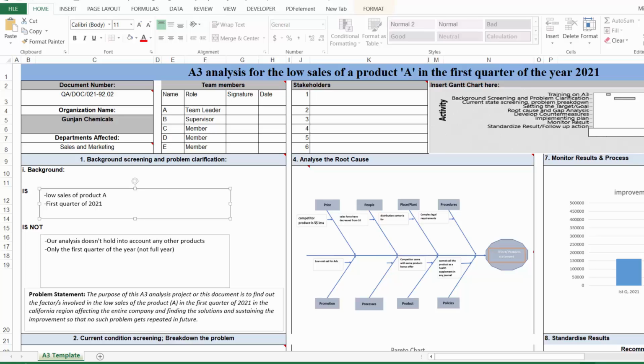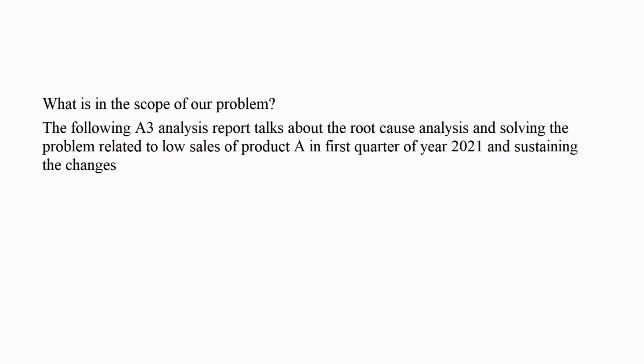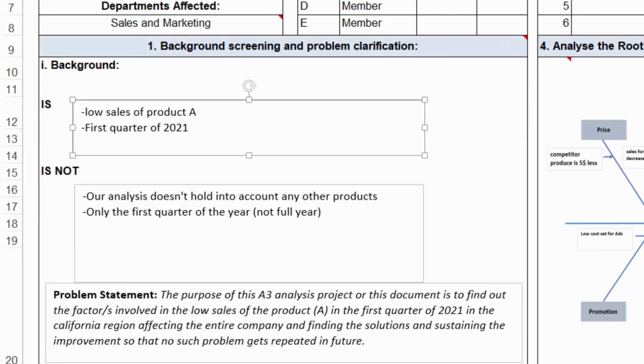There are various approaches to problem clarification. Let us use one of the important tools called is and is not analysis. So what is in the scope of our problem? The following A3 analysis report talks about the root cause analysis and solving problems related to the low sales of product A in the first quarter of 2021 and sustaining the changes. So let us make bulleted points of this one. Low sales of product A in the first quarter of 2021 are inside the scope of this A3 project.